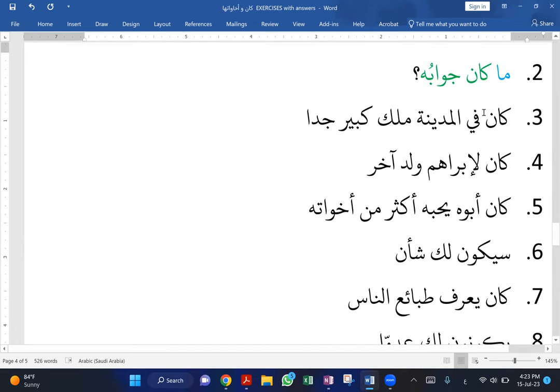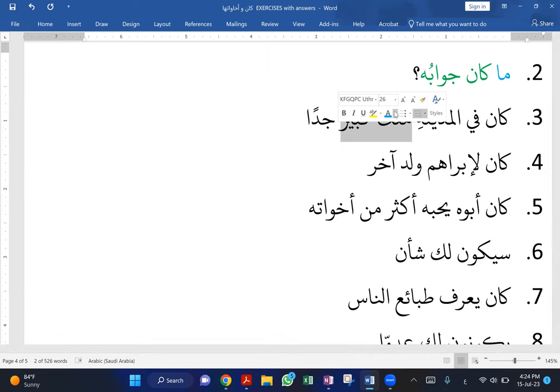Okay, who wants to do number three? Can I try? Yes. Kana fil madinati malikun kabirun jiddan. Malikun kabirun jiddan. Why do you put a rafa on it? Because it's a mubtada. It is part of the mubtada because it's the ism of Kana.